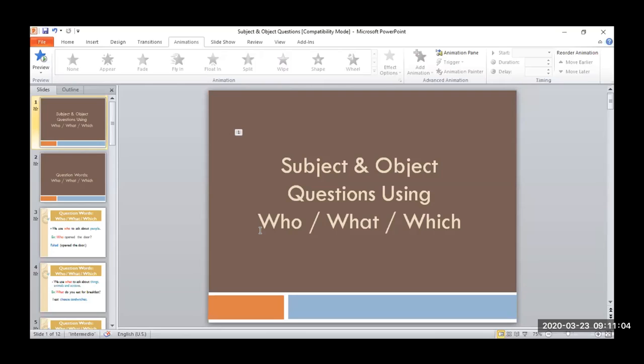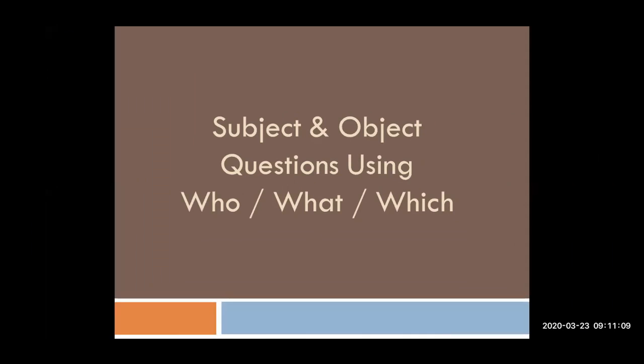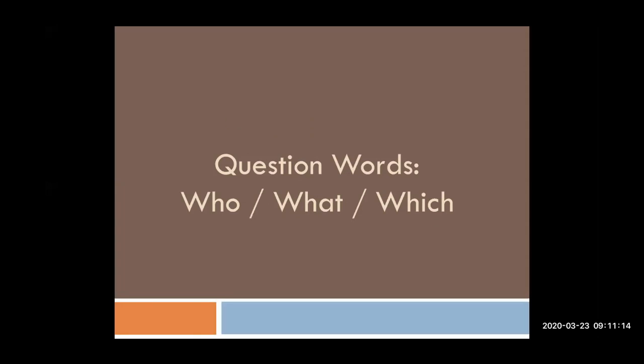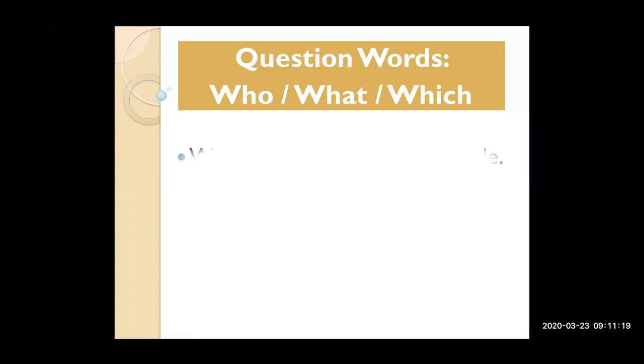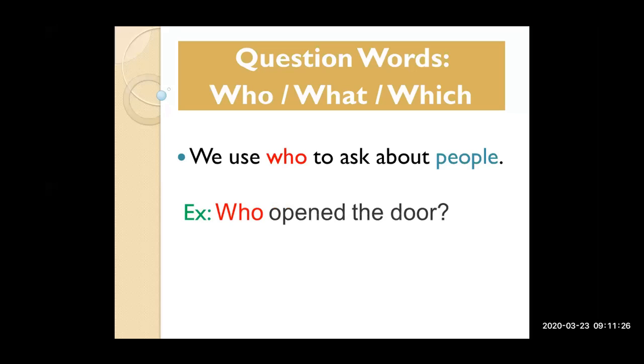Subject and object questions, the second part of 3A. Question words who, what, and which. We use who to ask about people. Who opens the door? The answer should be a person: Fahd opens the door. So who is used for people.